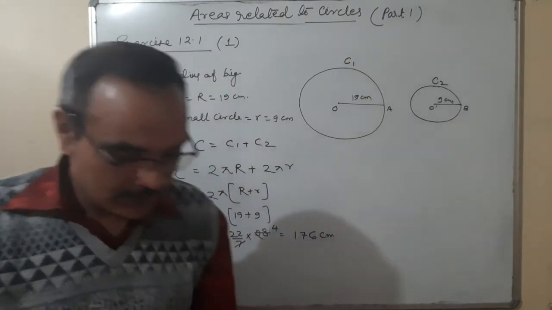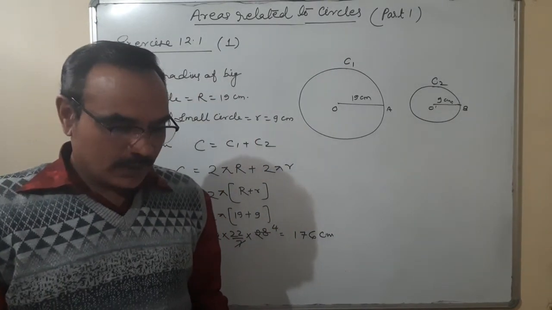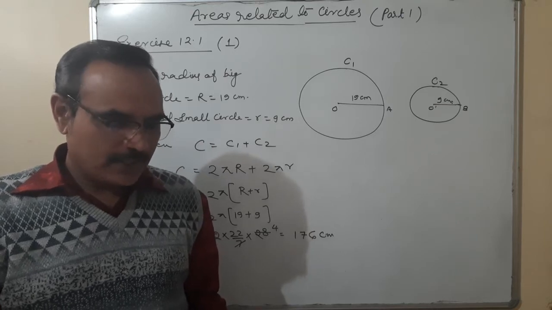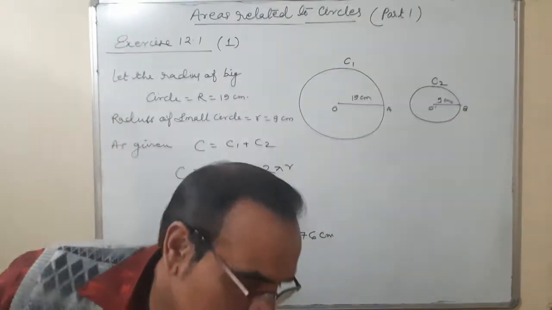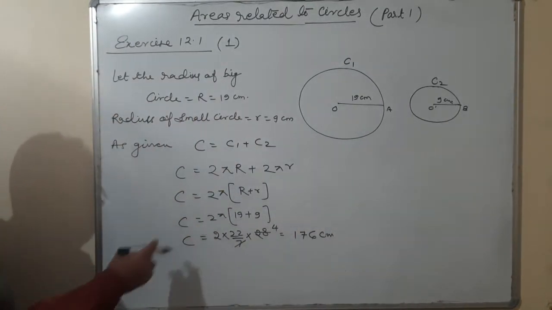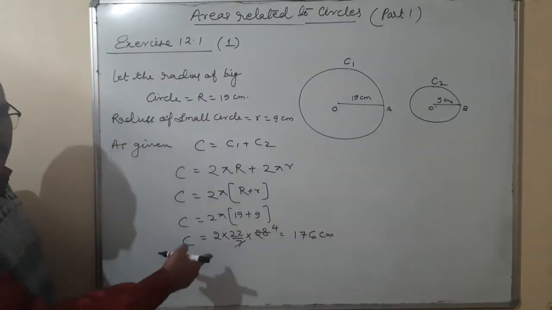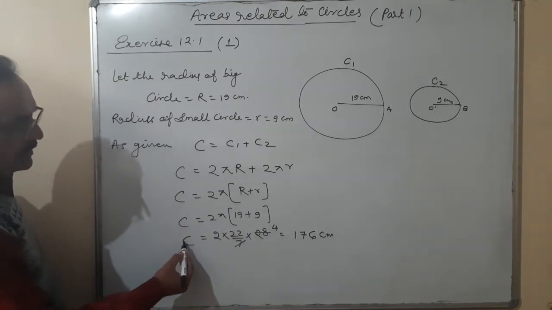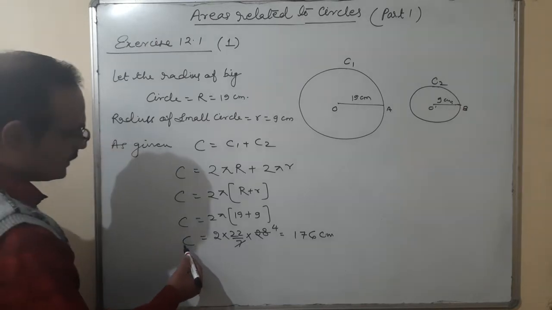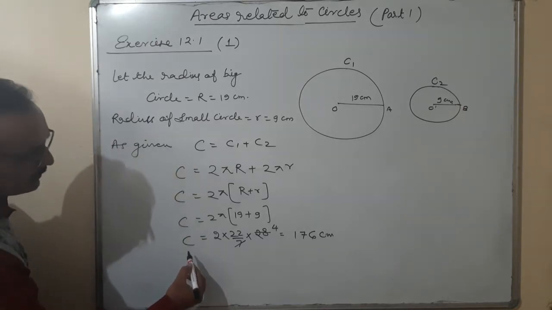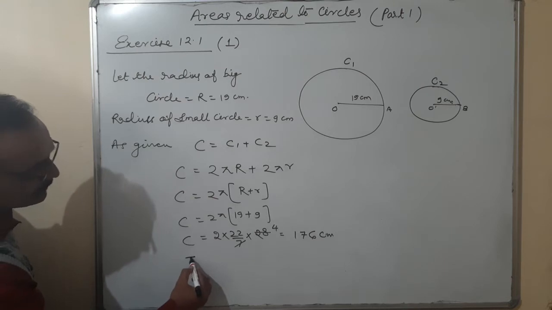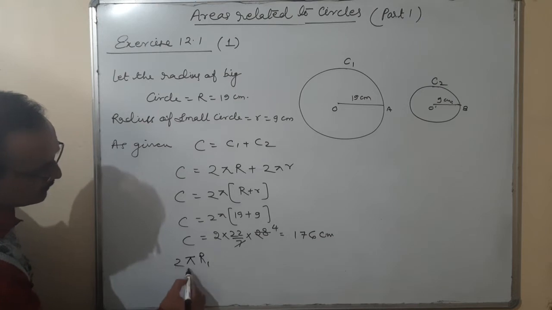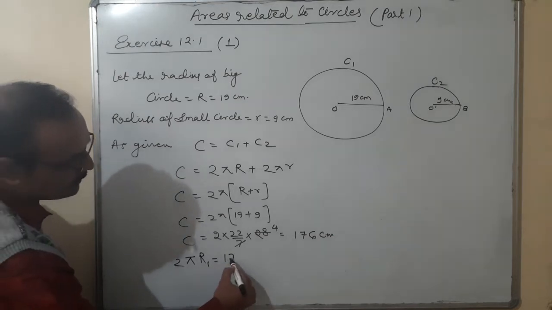Let me see what they are asking in the question. They are asking to find the radius of the circle which has a circumference equal to the sum of these two circles. So here we are going to find the radius of the big circle. C is equal to 176. Let me consider the radius R1, so 2 pi R1 is equal to 176.